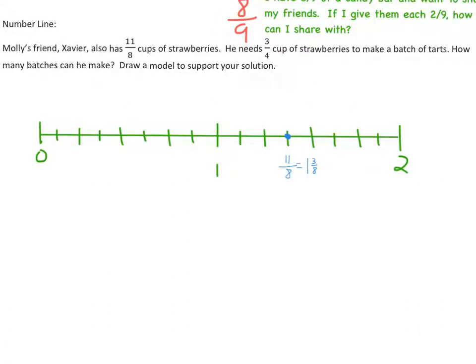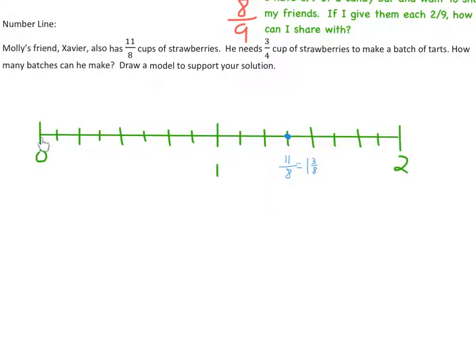And so I mark 11/8 right here, which I notice is the same as 1 and 3/8, but I'm going to stick with my improper fraction while I'm doing the math. Remember, 11/8 represents the cups of strawberries, and I need 3/4 cup of strawberries to make a batch. So now I'm going to break it into groups of 3/4. But remember, I cut it into eighths, not fourths. So how do I find fourths when I'm dealing with eighths?